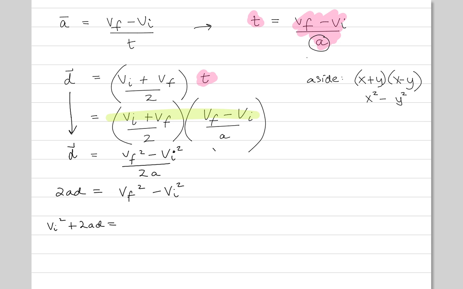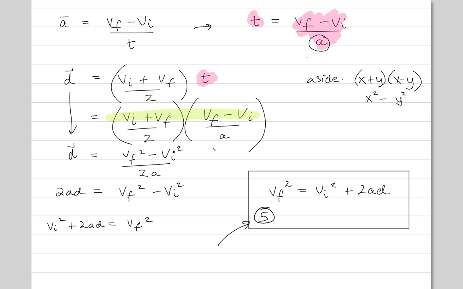Okay, I'll just write it one more time. Over here, this is what it will look like on your formula sheet. Pretty cool because it's independent of time. That's your fifth kinematics equation. So that's it for the notes, except maybe you want to put in your notes to find this page in your textbook. I'll give you another 20 or 30 seconds to copy.